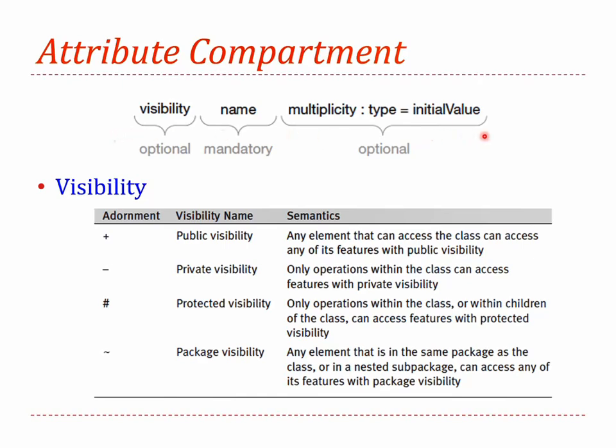This is a common syntax to represent an attribute. First, it has visibility, followed by the name of the attribute, which is mandatory, and then we can have multiplicity and then the data type of the particular attribute followed by the initial value. The visibility can have symbols such as plus, minus, hash, and then tilde. Plus is called public visibility. That is, all public attributes can be represented using the plus symbol. Minus means private attributes, hash means protected, and tilde is called package visibility. Attributes represented in the class are visible to all the classes under that particular package.